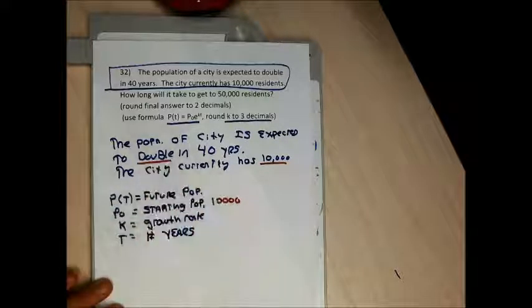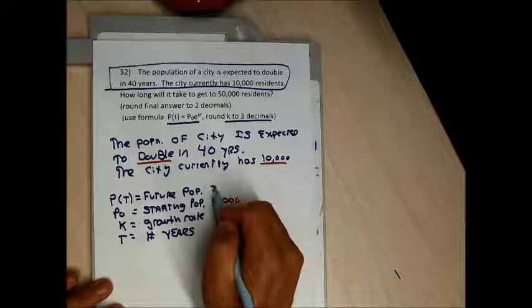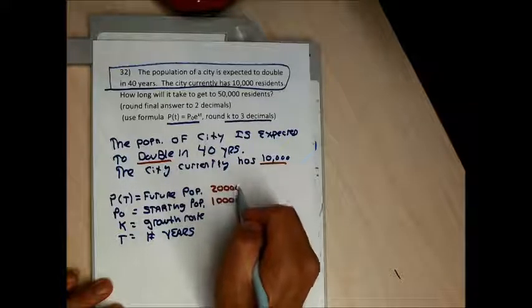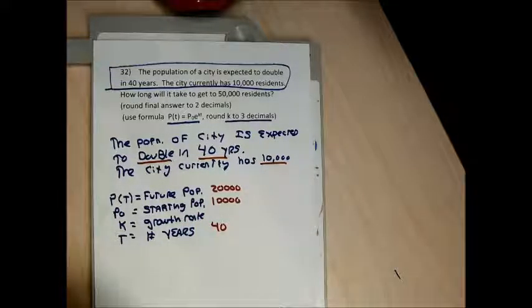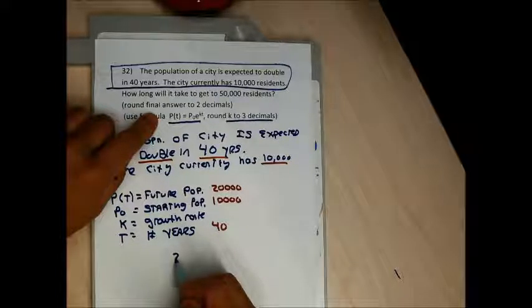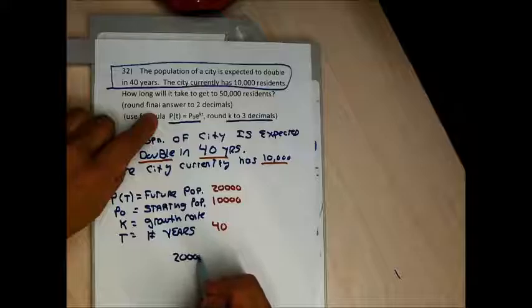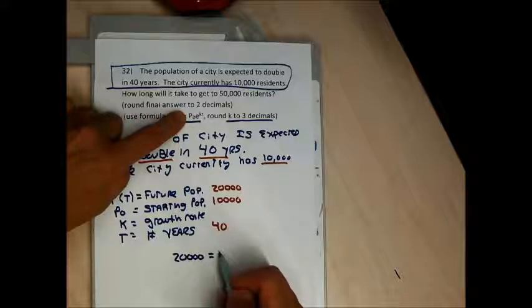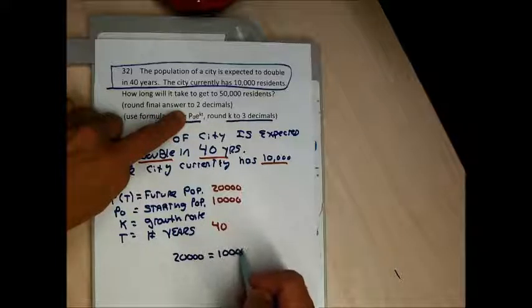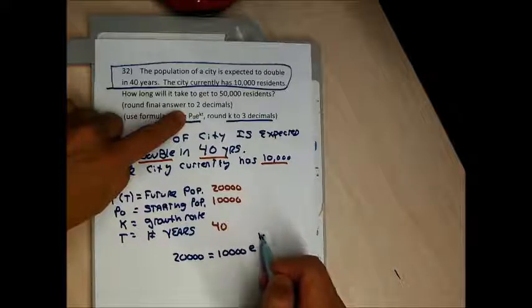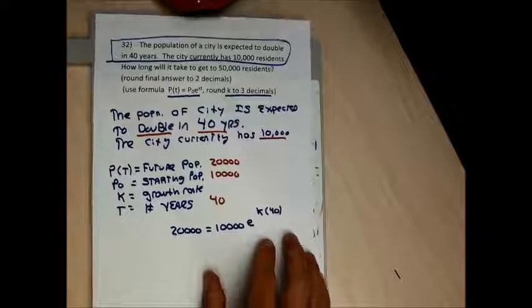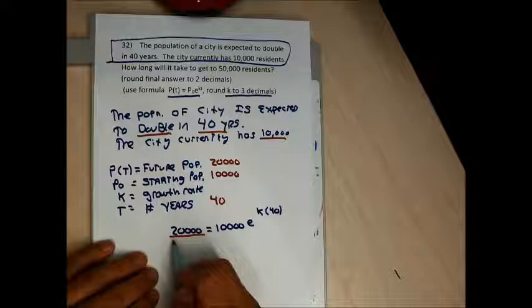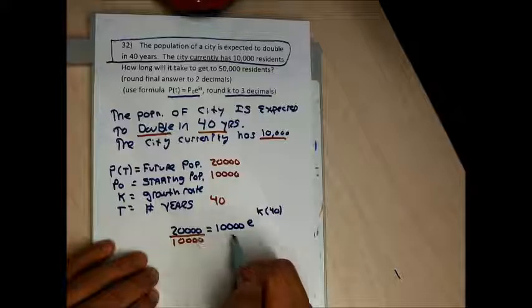In for the future population, I'm going to double that 10,000 and make 20,000. And in for the number of years, I'm going to plug 40. So from those sentences, I can get a value for k by just shoving the numbers into the formula. So I'm going to get 20,000 for the future population, which is the left-hand side of the equal sign, equals the starting population, 10,000, times e to the k times 40. Do the same algebra that we did for the last problem, meaning I'm going to divide both sides by 10,000.